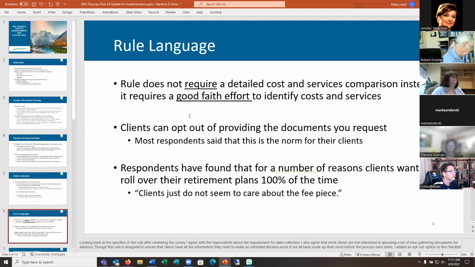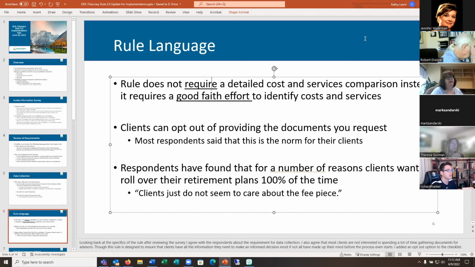So the respondents mentioned a section of the rule which I frankly didn't look at as specifically as I should have because I was focusing on the other things that we needed to do. But the rule says that it does not require a detailed cost and services comparison. What it requires is a good faith effort to identify those costs and services.